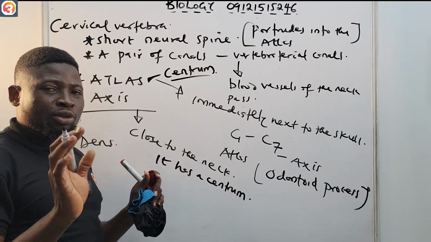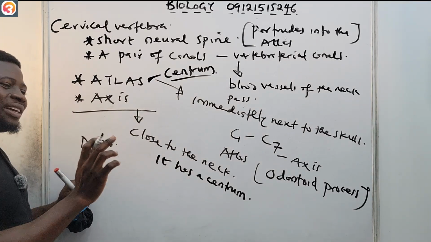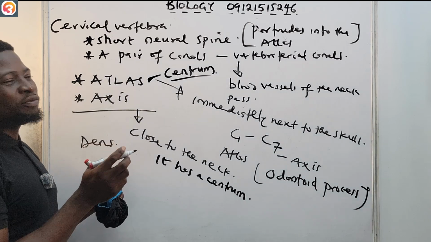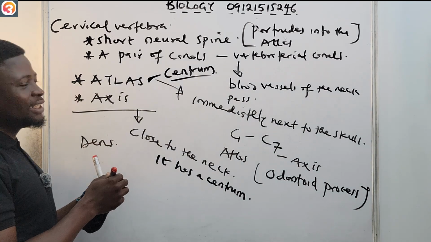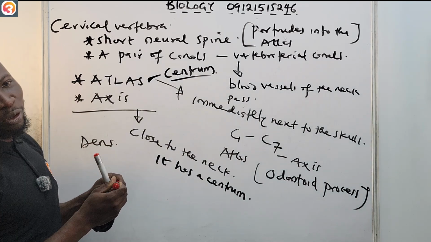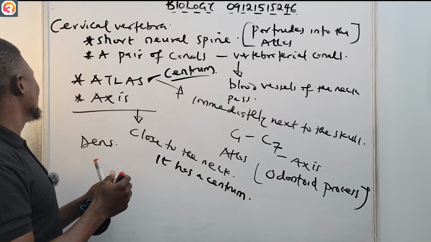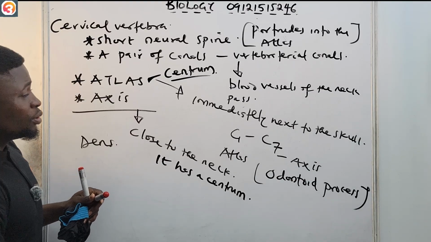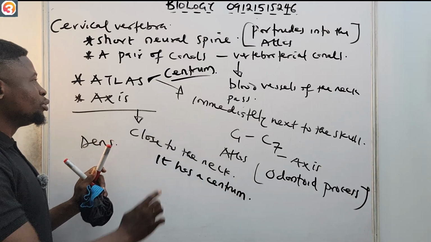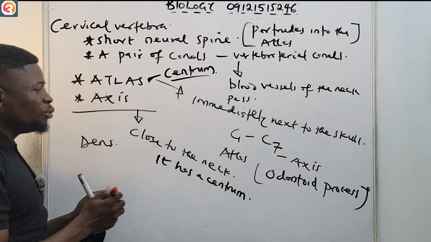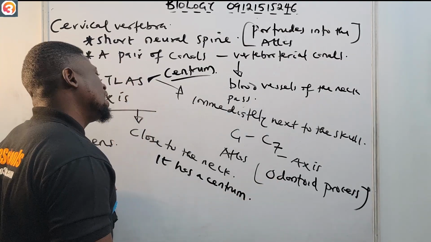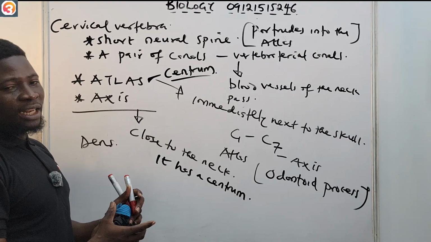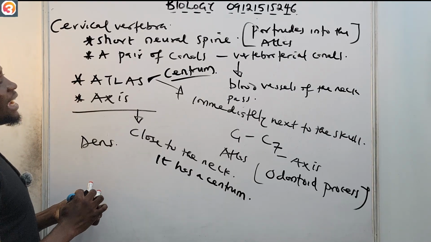It is a bony projection found on the second cervical vertebra, which is the axis. What does it do? It functions to allow the neck to rotate side to side. That is the function of the odontoid process. So the axis protrudes into the atlas to form this odontoid process, which allows the neck to rotate side to side. So that is that for the cervical vertebra.